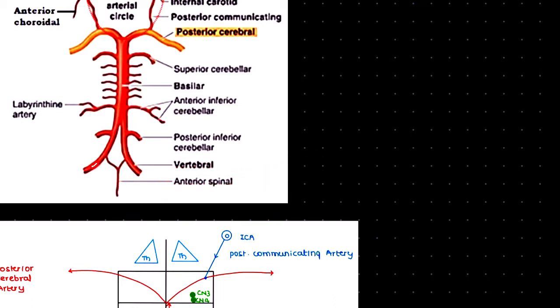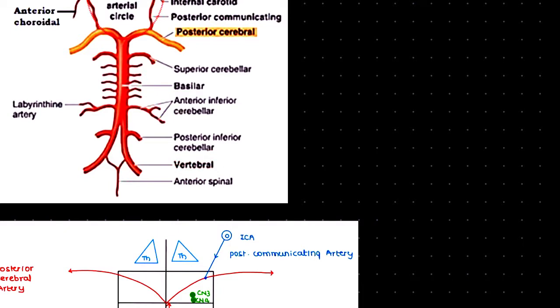So in the vertebral artery, what we talked about is that the vertebral arteries go and join to form the basilar artery. They have branches such as the posterior inferior cerebellar artery, that is PICA, and we have the anterior spinal artery. We have the posterior spinal artery also. So this was our vertebral artery.